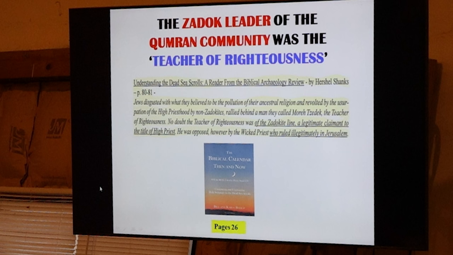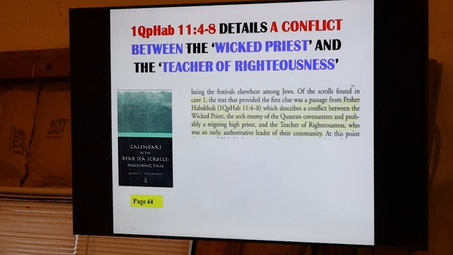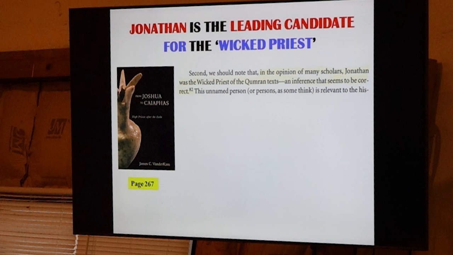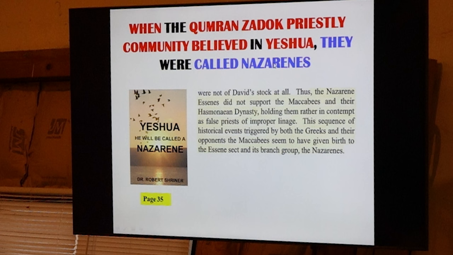And so in this part of the Dead Sea Scrolls, it details a conflict between who's called in the scrolls the wicked priest and the Teacher of Righteousness. And this term wicked priest appears about 7 times in the Dead Sea Scrolls. And according to people that have examined all the information, and this is not absolutely agreed upon, but by and large, the greatest belief is that Jonathan is the leading candidate for the wicked priest that's being referred to in the scrolls.